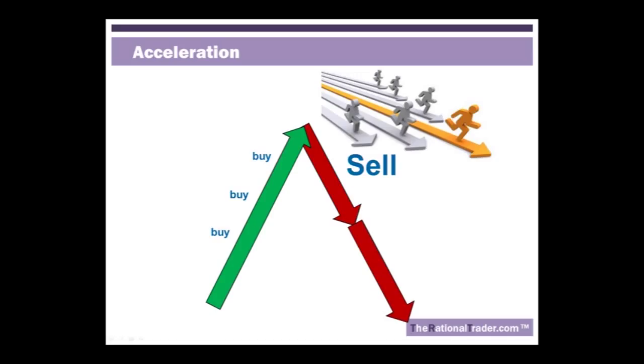You've got lots of buying, and then just a huge amount of selling comes in, or the reverse for selling. You see lots and lots of selling, and then a dramatic increase in the amount of buying, and the price turns. Okay, this I call acceleration. So we're looking for three things: absorption, exhaustion, and acceleration.